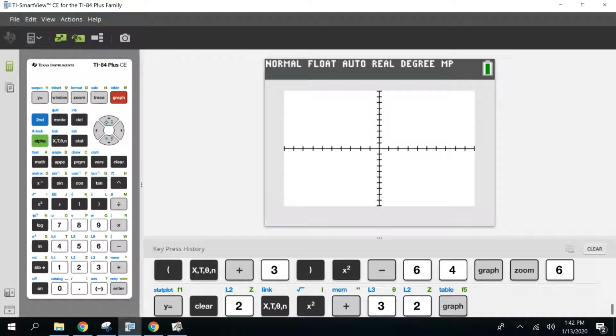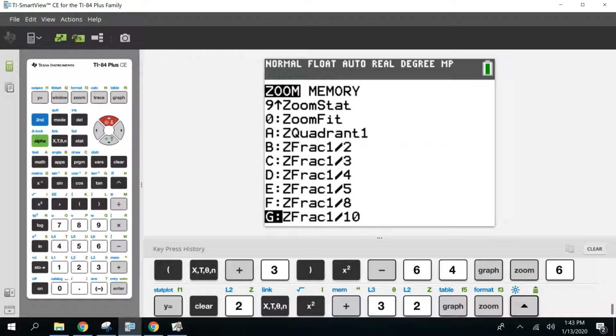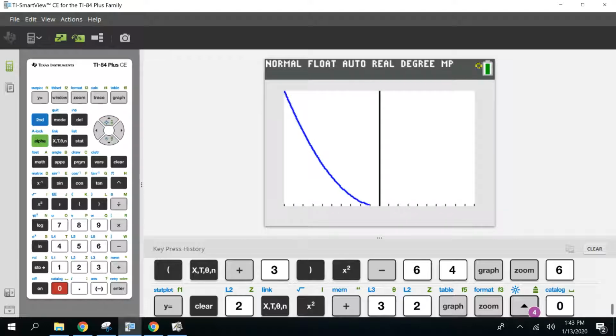Okay, so what that means is the graph isn't on the 10 by 10 grid. It's somewhere up, down, left, or right. So just a couple tricks here. If you want to see exactly where it is, I hit zoom. Nope, it's not even on here. It's choice 0, which says fit. Zoom fit, choice 0. And that will bring you right to where the graph is.